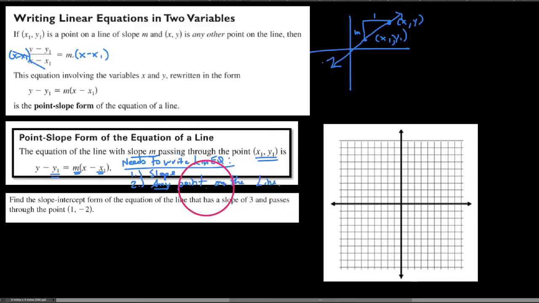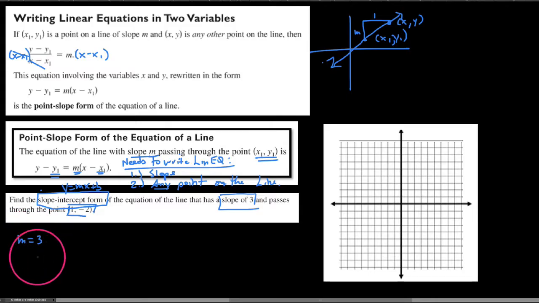That being said, let's take a look at an example of how we could do this, and also how to rewrite it into slope-intercept form. Notice it says we want to find the slope-intercept form of the equation of this line, which would be our y equals mx plus b form. We notice that the line has a slope of 3 and passes through the point (1, negative 2). So a couple things I'm going to write here.